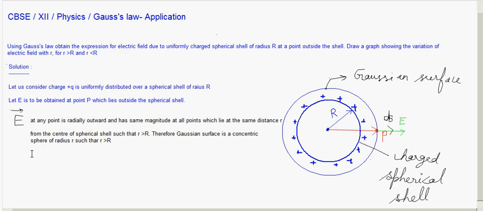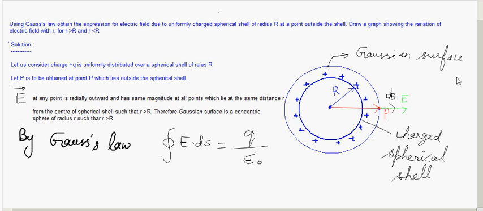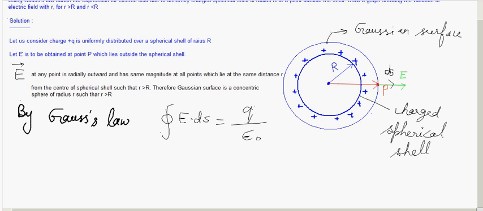Now by Gauss law we have, the surface integral of electric field is q by epsilon naught. Total flux through the Gaussian surface is given by q by epsilon naught. And we know E and ds are parallel to each other. So the angle between E and ds is 0.